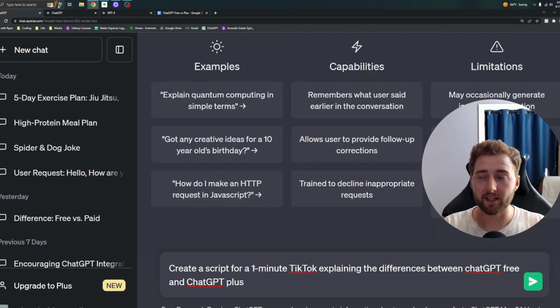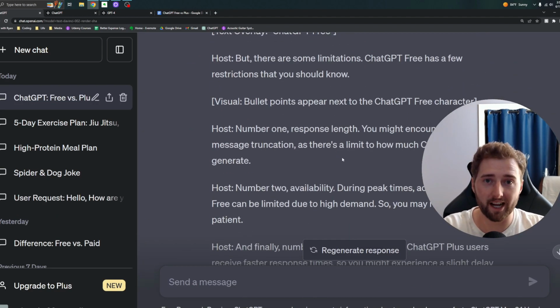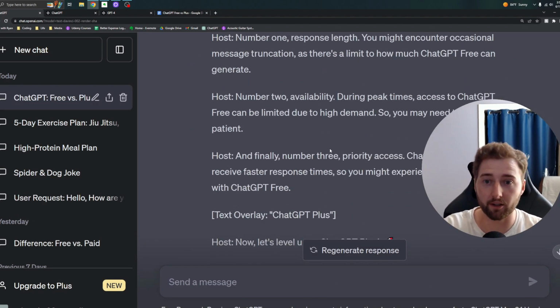Okay, moving on to the next challenge prompt. I want ChatGPT to create a 1-minute TikTok video script explaining the differences between ChatGPT free and ChatGPT Plus. And honestly, we have a pretty impressive script, including some visuals from the free version of ChatGPT.